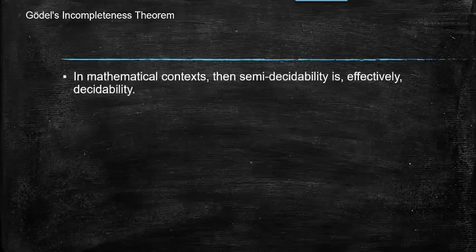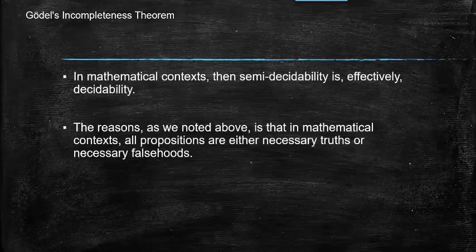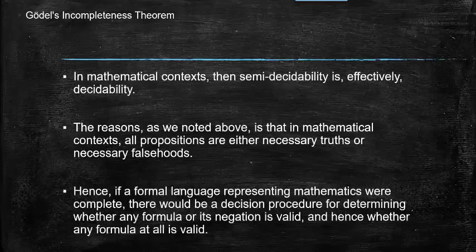So in mathematical contexts, this semi-decidability is effectively decidability. The reason, as we explained above, is that in mathematical contexts, all propositions are either necessary truths or necessary falsehoods. Hence, if a formal language representing mathematics were complete, there would be a decision procedure for determining whether any formula or its negation is valid, and hence whether any formula at all is valid.